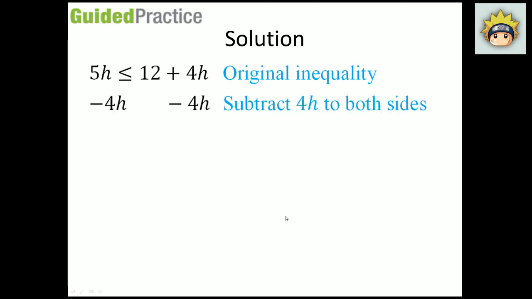Next, 5h is less than or equal to 12 plus 4h. This is my original inequality. I subtract 4h from both sides. I get 1h is less than or equal to 12. The reason why I subtracted 4h is because 4h is the smallest term. I'm trying to get the variable alone. That is why I do not move the 5h. 4h is smaller. I want to move the smallest variable first. I get 1h on my left hand side because 5h minus 4h is 1h, which is going to be less than or equal to 12.